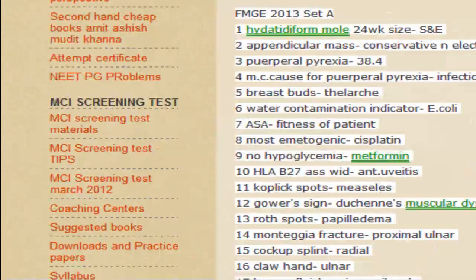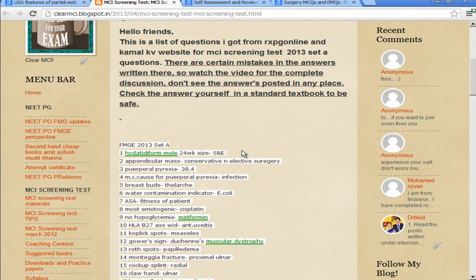Okay, now let us start with the questions. I will be discussing the first two questions in detail. Hydatiform mole, 24-week size. What is the treatment? The treatment is going to be suction and evacuation. That's what is written as SNE in abbreviation. Obviously this is a very easy question and very often repeated topic. You should learn this hydatiform mole in detail because it will often be asked in DNB and NEET exams.